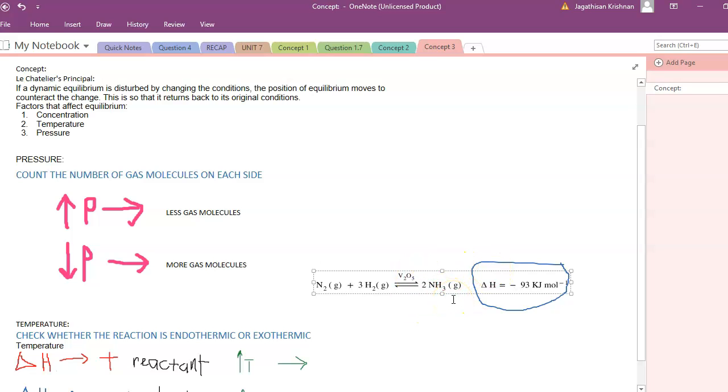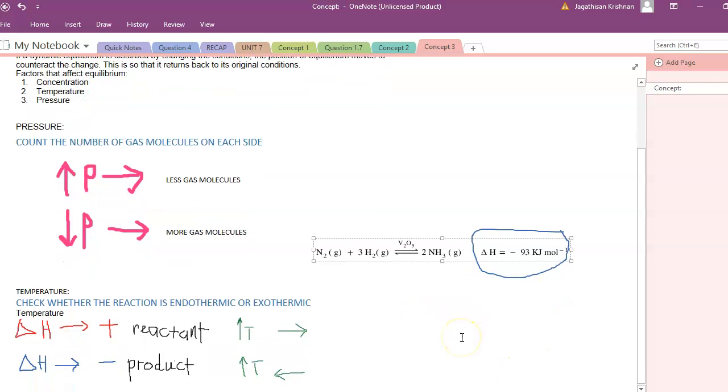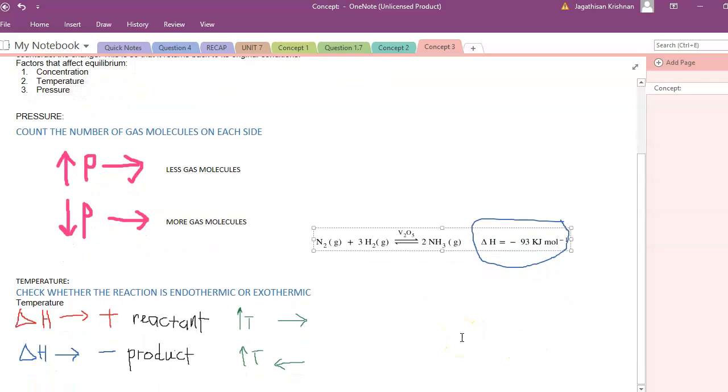So it looks like we have to increase pressure so that the equilibrium will shift to the right, the side with less gas molecules, because you want to yield more products. So higher pressure. Next, let's look at temperature. We have to first see if this reaction is endothermic or exothermic. So delta H here, I've circled it for you, is negative, which means it is an exothermic reaction.